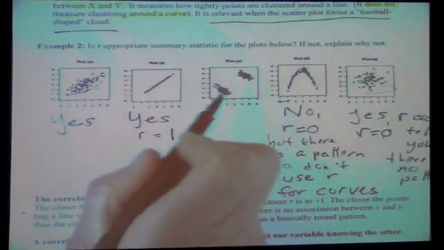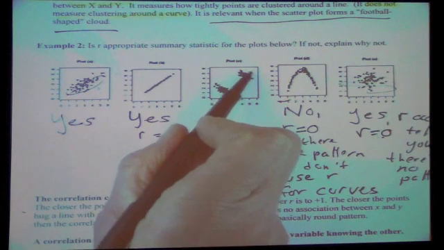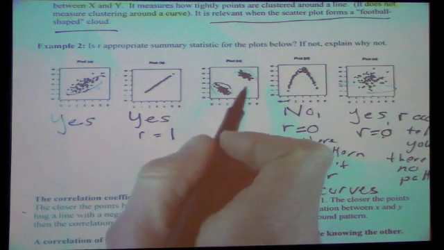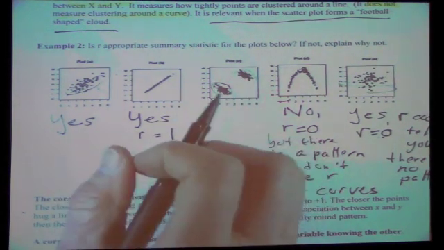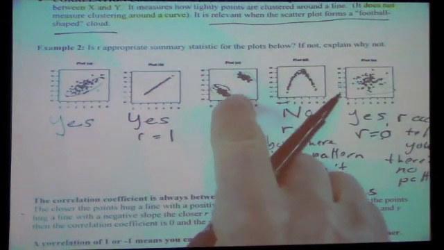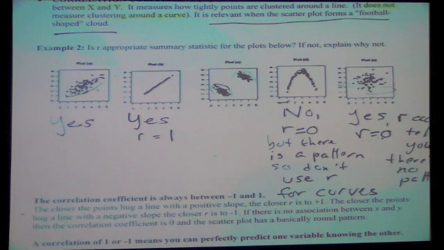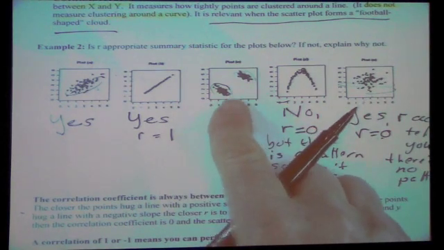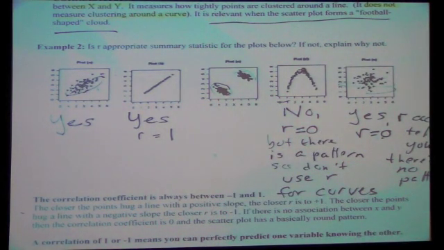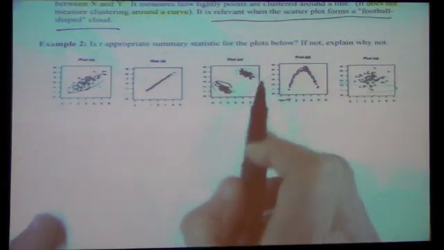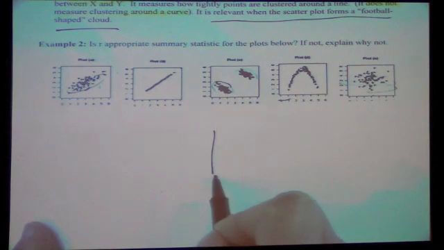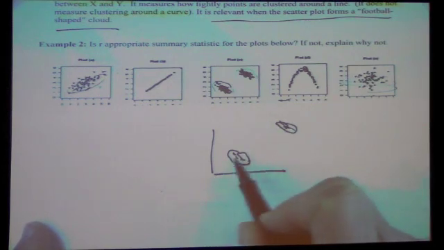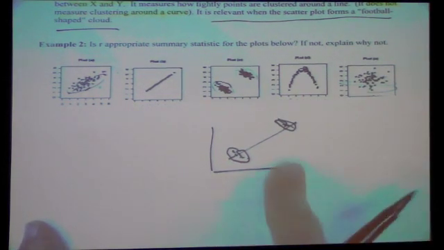How about this one? Well, there's two football-shaped clouds. There's one here, and there's one here. We'll get into this more later, but if we just took an overall correlation of this, do you think there's a positive or a negative correlation here? What do you think? It's hard to say. Some of you are saying positive, some of you are saying negative. Depends on how you look at it. If we did compute R, it would say positive, because it would see a big group up here and a big group down here, and it would say, okay, there's a positive relationship. But wouldn't that be deceptive?